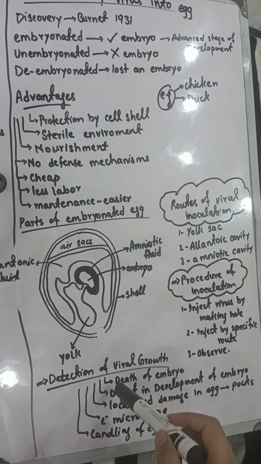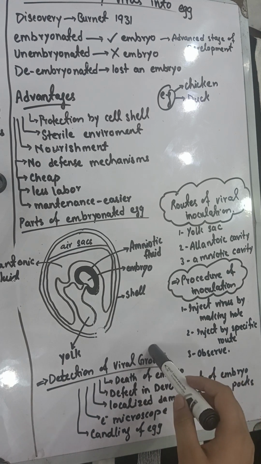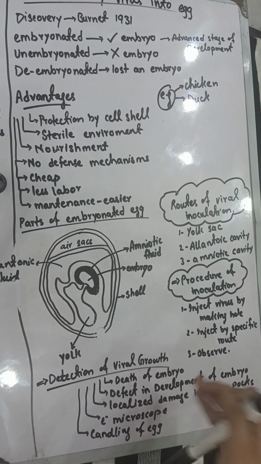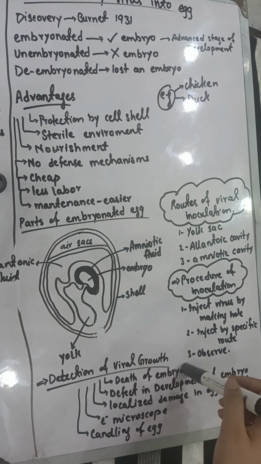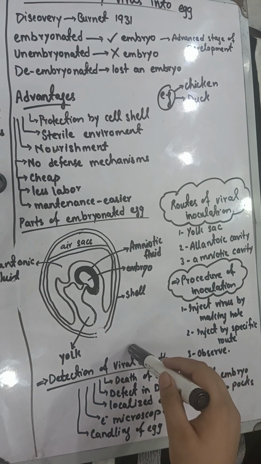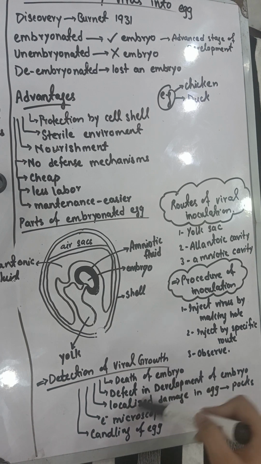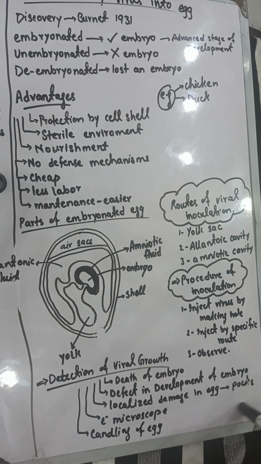There are various methods to detect the growth of virus in it, like how you will detect that a particular virus has started its growth or not. So the death of the embryo will happen when the virus starts its growth. Then defects in the development of the embryo are noted. Lastly, localized damage in the egg, meaning small kinds of pox will appear on it.